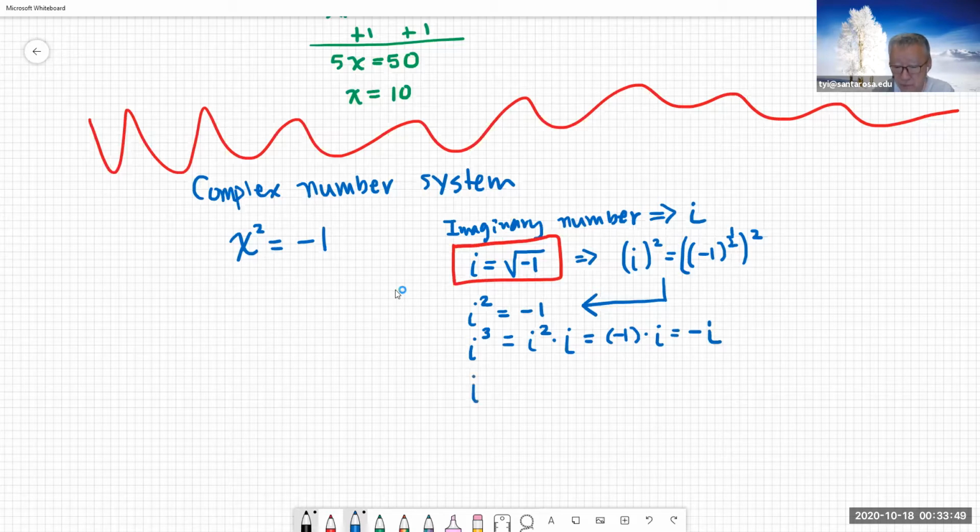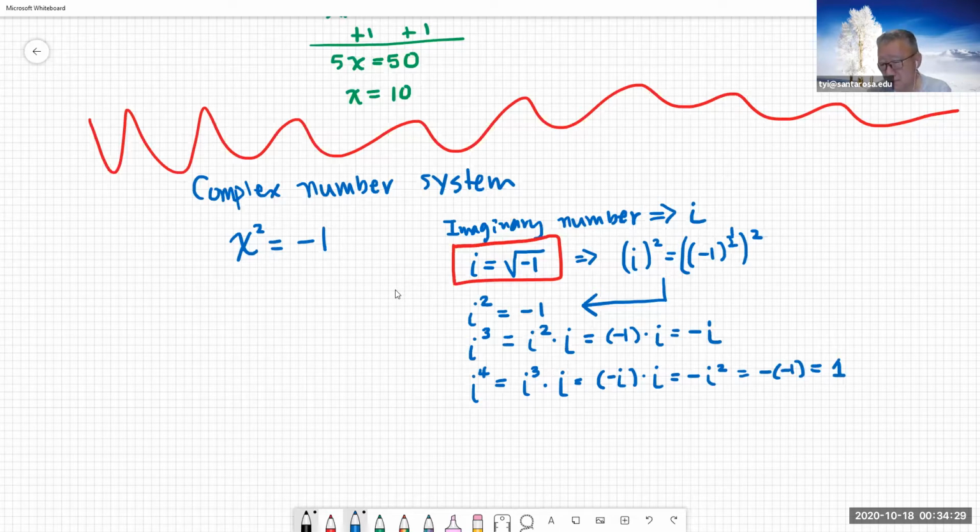Well, what about i to the 4th? We already know what i cubed is, right? You got -i. So this is the same as i cubed times i. But i cubed is -i, that's what it says right above there. Then you multiply by i, and you end up with -i squared. But we know that i squared is -1, so you got -(-1), we get +1.